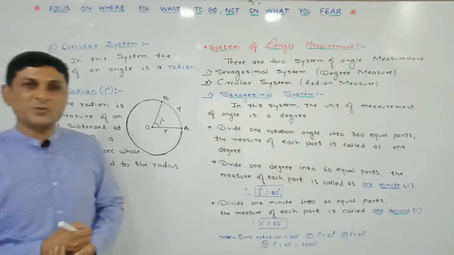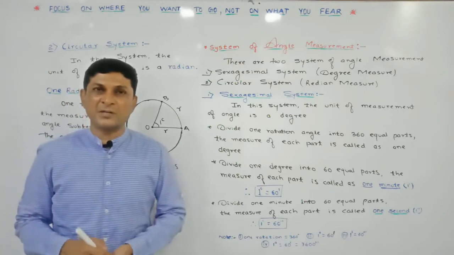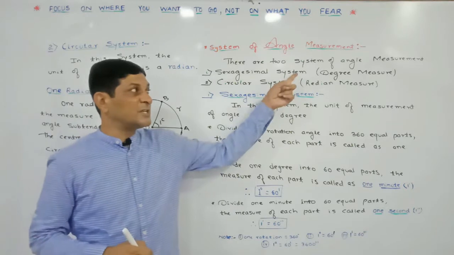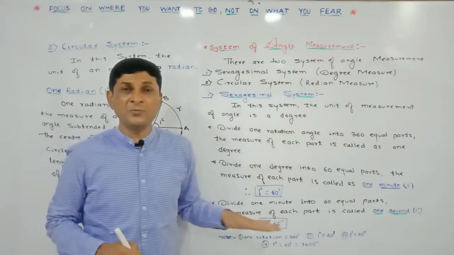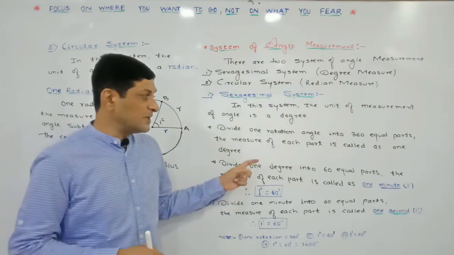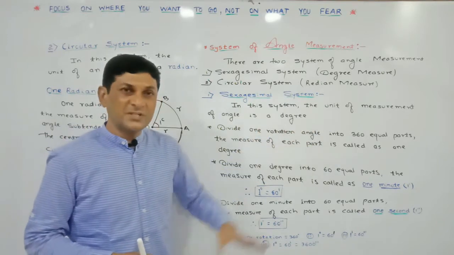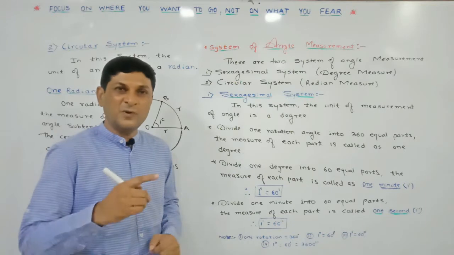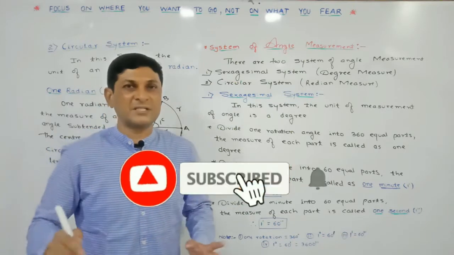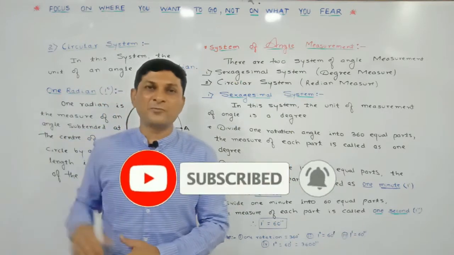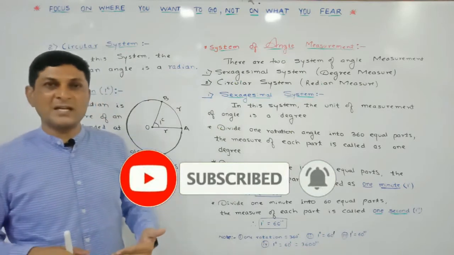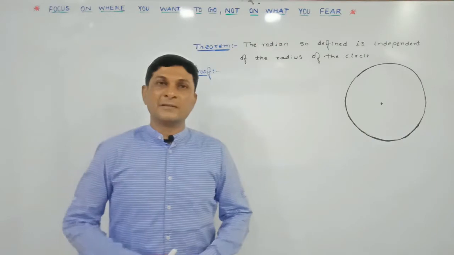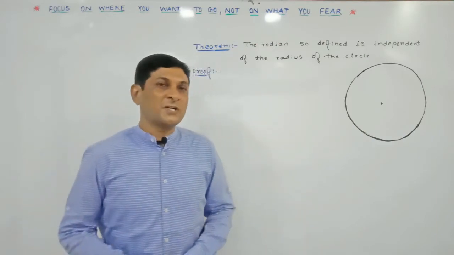So in this way we have studied two systems of angle measurement. The first system is called the sexagesimal system. In this system, the angle is measured in what? Degrees. Then we have seen that one rotation is equal to what? One rotation contains 360 degrees. Then one degree contains how many minutes? 60 minutes. In 1 minute, how many seconds are there? 60 seconds. And in the second part, we have seen the circular system of angle measurement. In this system, the angle is measured in what? Radian.